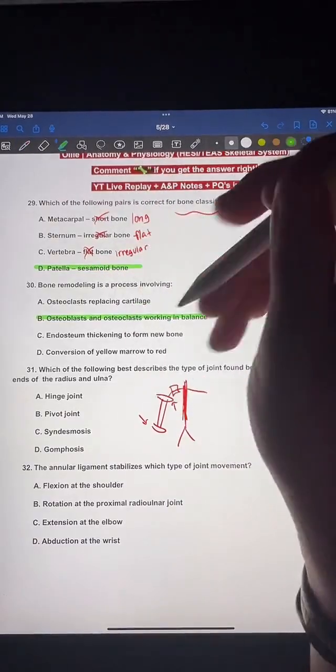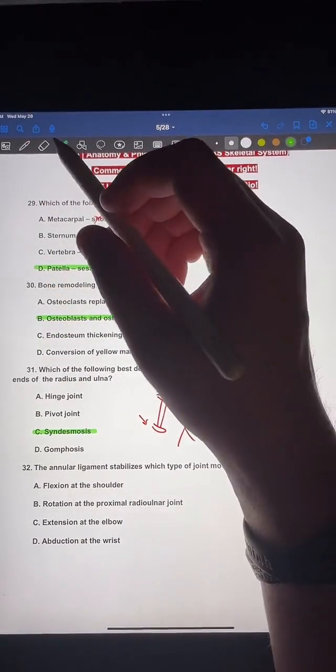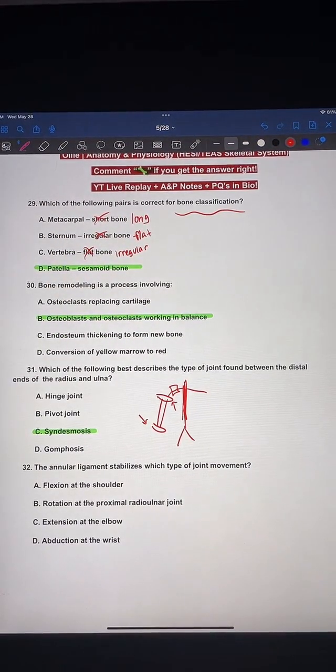It's going to be a syndesmosis. That's a fibrous joint with ligaments like the interosseous membrane, so at our wrist. A hinge would be at the elbow. Pivot is proximal radial ulnar. Gomphosis, that's our teeth.